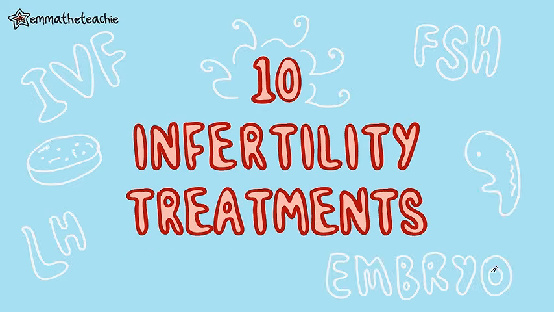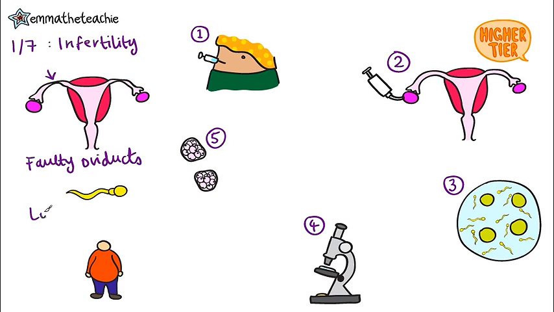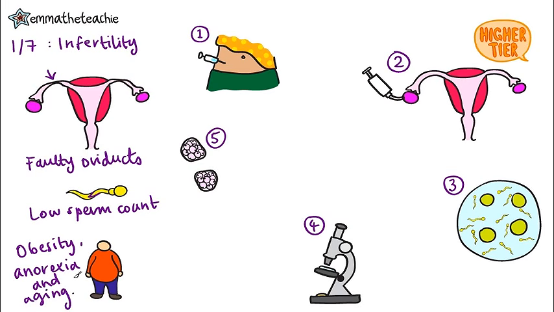10. Infertility treatments. The NHS states that as many as 1 in 7 couples have difficulty conceiving or getting pregnant. This is called infertility. It can be caused by blocked or damaged oviducts, or a lack of ovulation. In males, a low sperm count or sperm defects, like having a shortened tail, can also cause infertility. Being obese or anorexic and simply getting older all increase your risk of infertility.